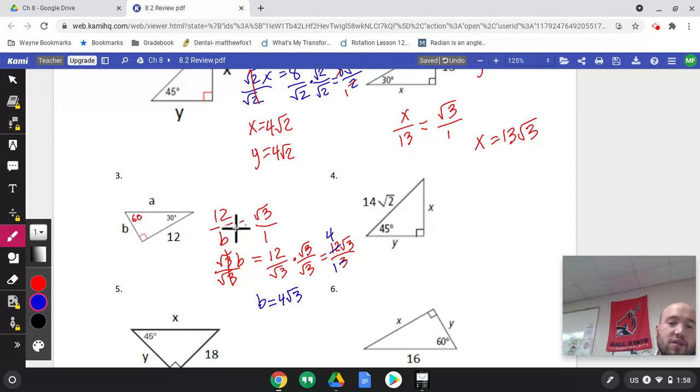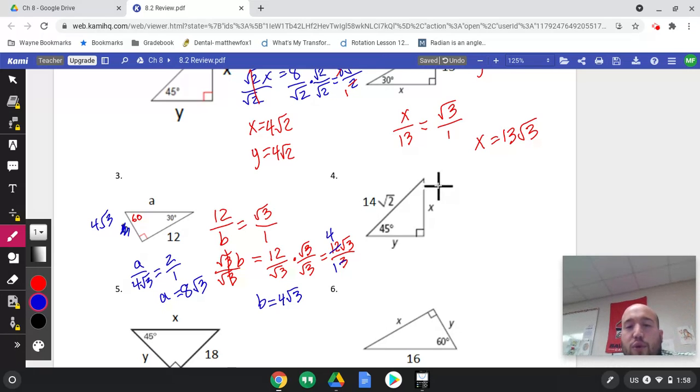Okay, now we're almost done. We got to find A also. So if I know that this is 4 square root of 3, I can solve A over 4 square root of 3. A is the hypotenuse, so that's 2. 4 square root of 3 is still 1. So we multiply. A equals 2 times 4 there, gives us 8 square root of 3.